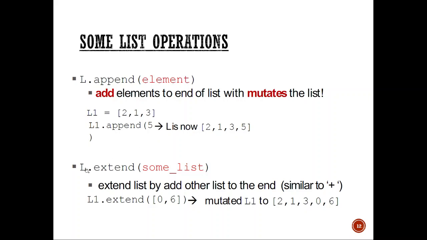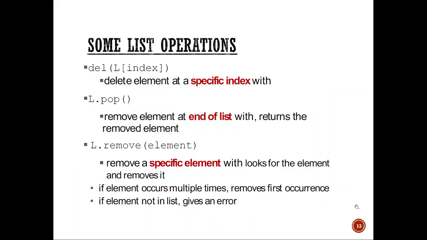We can also extend a list by adding another list, and this is similar to the plus operation. So in this case we would add a sublist of size 2 to L1, and this makes L1 become as follows. We can also delete an element at a specific index using the del operator. So del of L at that particular index deletes the value at that index.